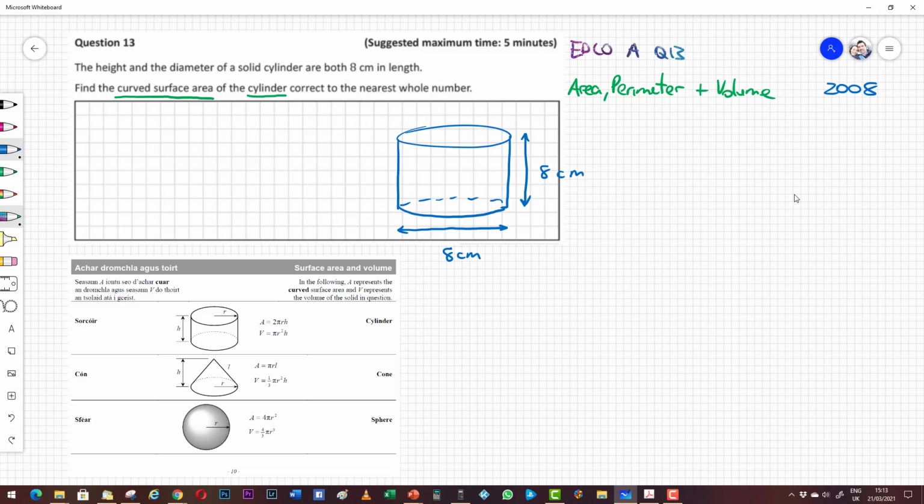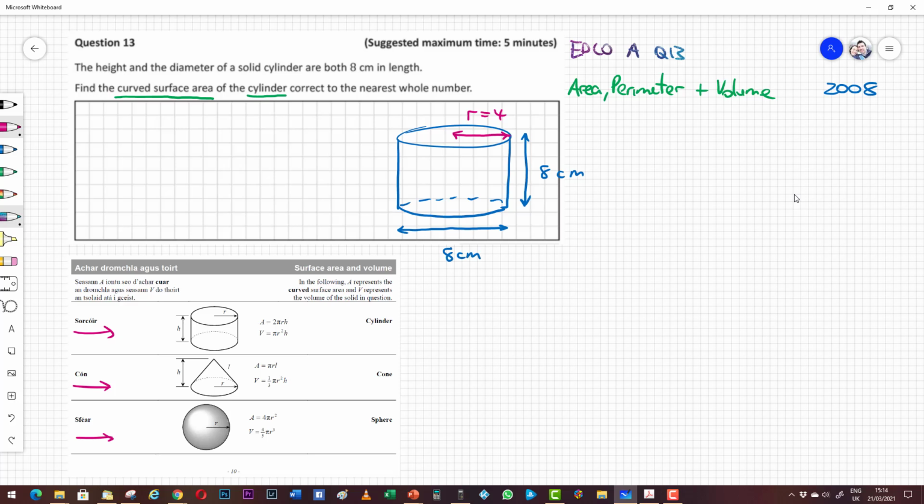When you're given the diameter in a question, it's important early on just to write down what the radius is. So the radius is half the diameter, and so the radius is 4. You can see here from the tables, where we have a cylinder, a cone, and a sphere, they all use radius in their formula and don't use diameter. So just early on in the question, write down that the radius is 4.